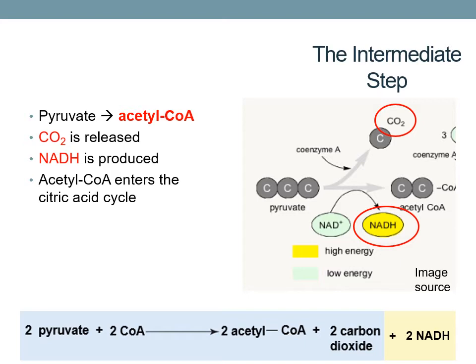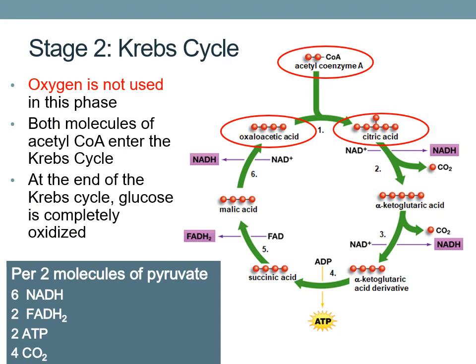Both pyruvate molecules enter the intermediate step to be converted to the molecule acetyl-CoA. During this step, 2 molecules of carbon dioxide are also released, one for each molecule of pyruvate, and 2 molecules of NADH are formed. We'll learn more about what those NADH molecules are used for a little bit later. At this stage, 4 carbon atoms are remaining from that original glucose molecule, 2 in each molecule of acetyl-CoA.